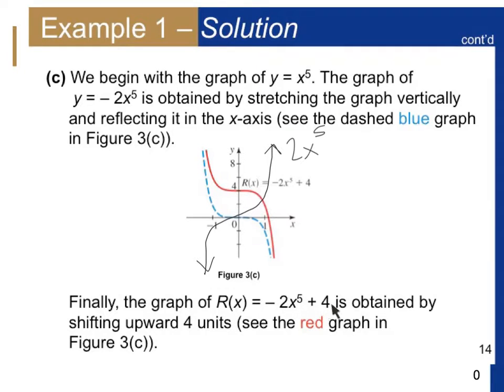Okay, and then finally we just add 4. So remember, vertical shifts should be last. So now we're going to just take that blue one and move it up 4, and that's how we get the red. So that's our final graph, minus 2x to the fifth plus 4.